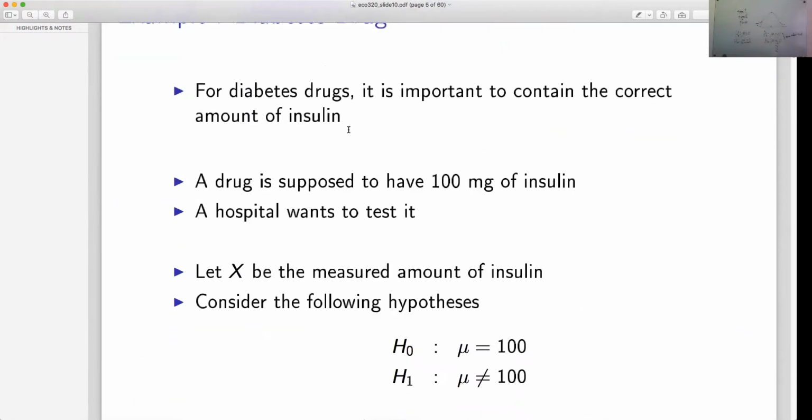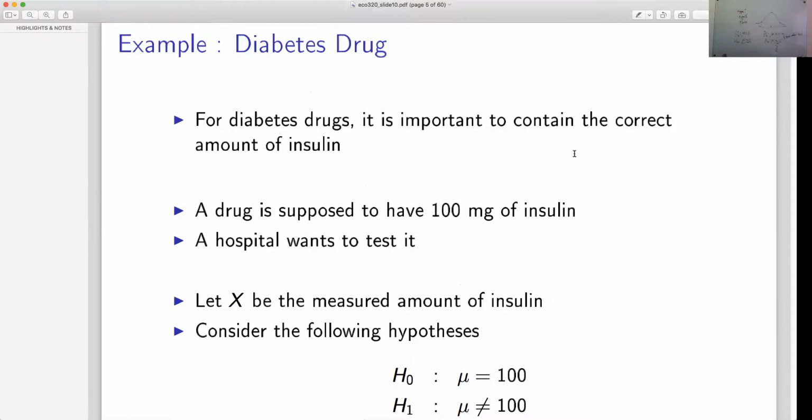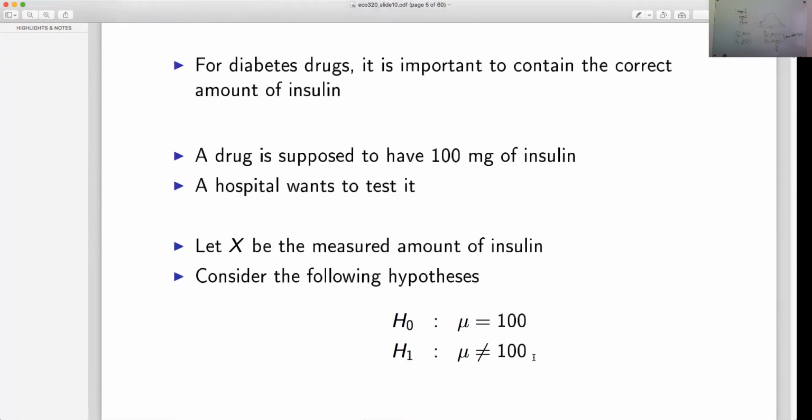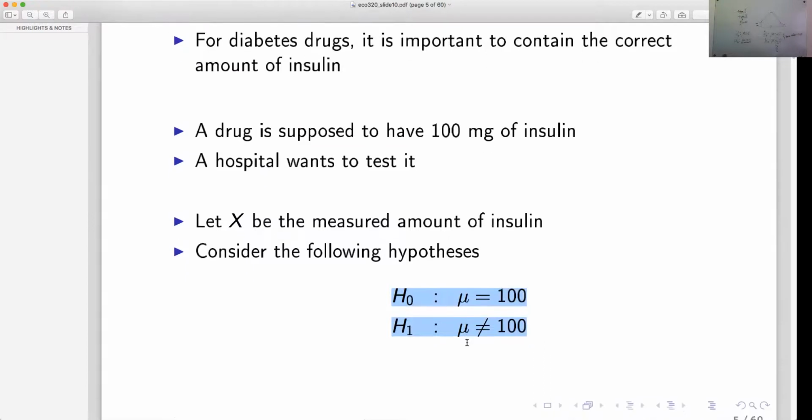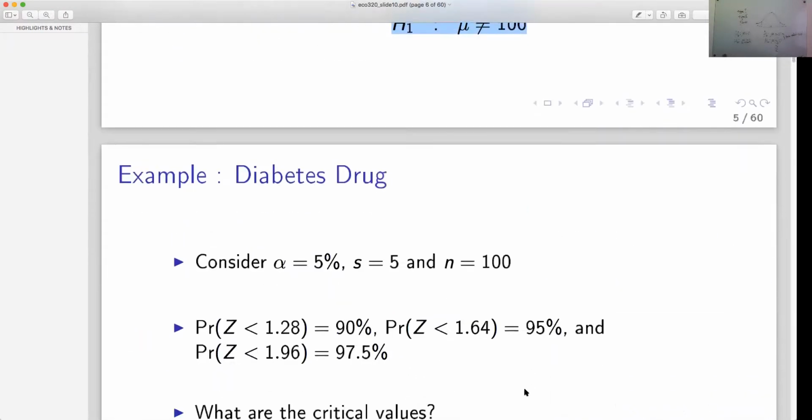For diabetes drugs, for example, it is important to contain the correct amount of insulin. A drug is supposed to have 100 milligrams of insulin, and a hospital wants to test whether they actually have the correct amount. So these are our null and alternative hypotheses. So far this is two-sided, but we're going to extend to one-sided later.